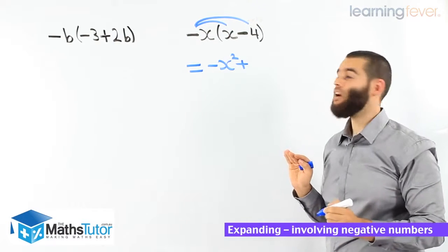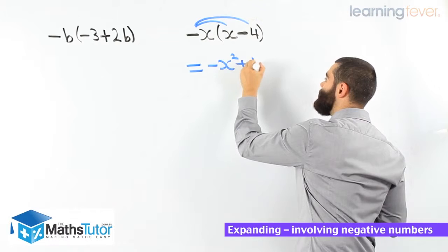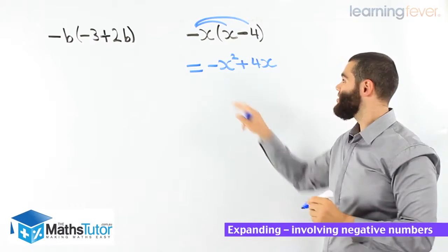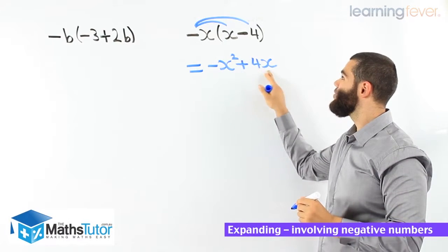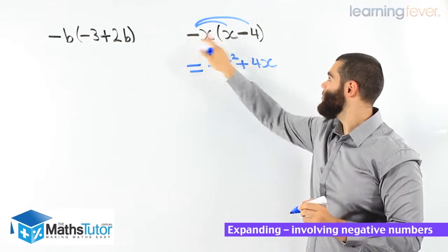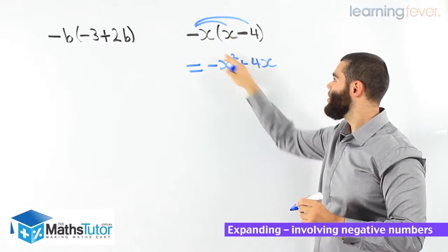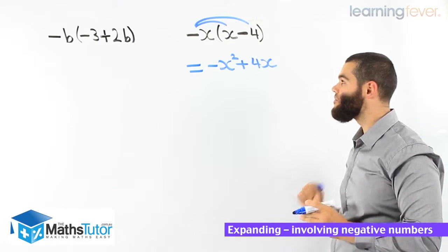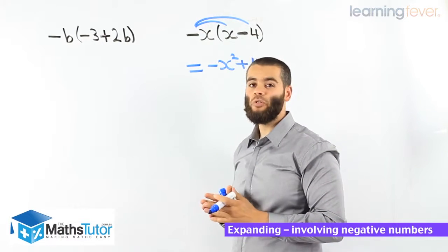Negative x times negative 4 becomes positive 4x. So our answer, negative x squared plus 4x. A negative here and negative here make a positive. X times 4, 4x. Let's do another one. See if you can do this one.